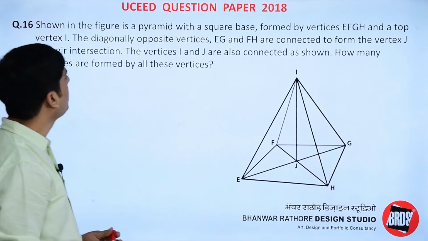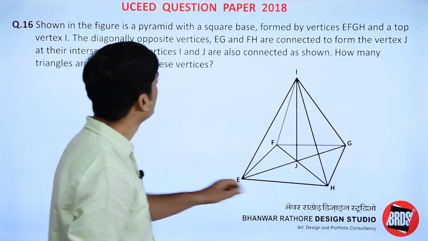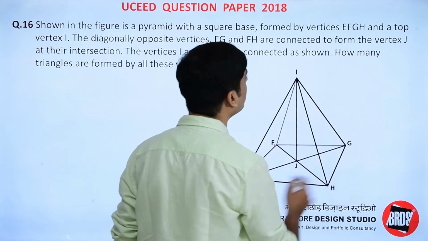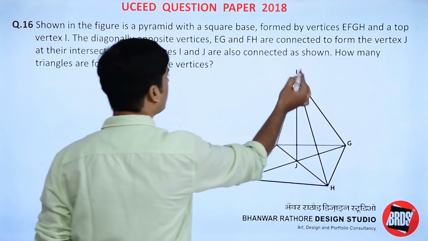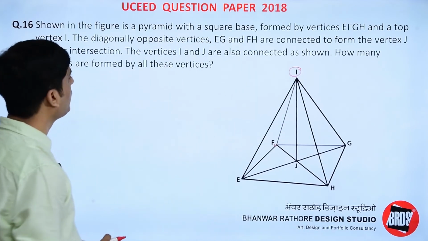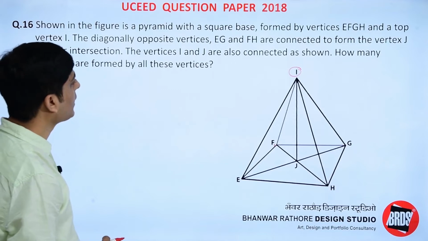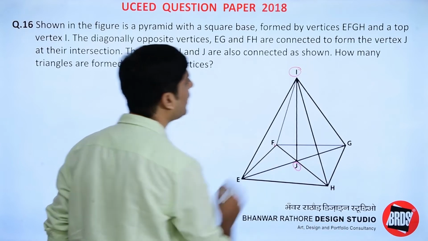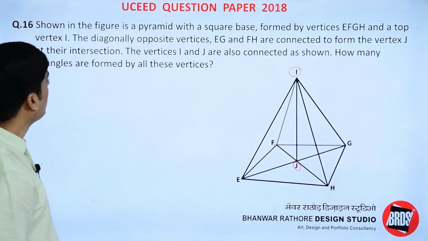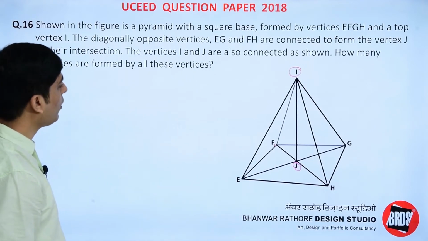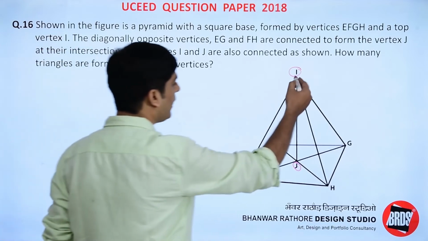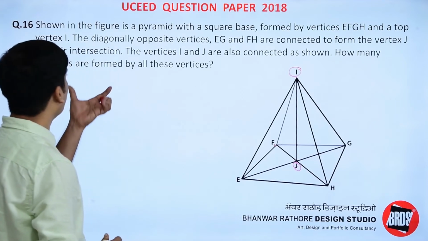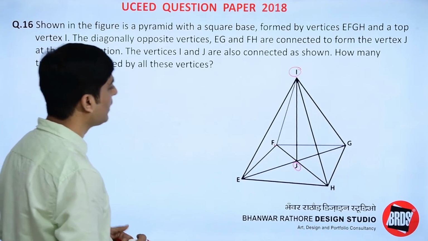Shown in the figure is a pyramid with a square base formed by vertices E, F, G, H, and the top vertex I. The diagonally opposite vertices E, G and F, H are connected, forming a point J. It means all diagonals intersect at point J. The vertices I and J are also connected as shown. How many triangles are formed by all these vertices?